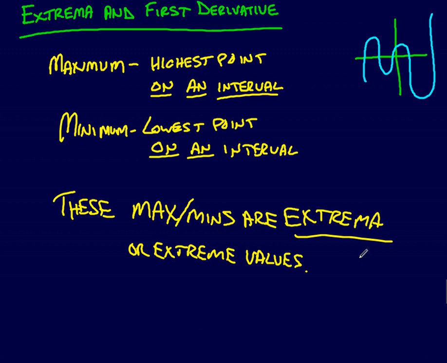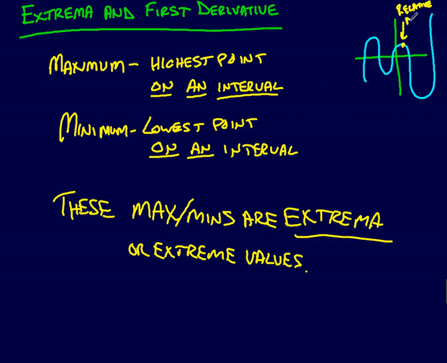Alright, today we looked at extrema, dealing with the first derivative. We all naturally know what a maximum or minimum value will be. What we're looking for is the highest point on an interval. So for example, even though this point right here isn't the highest in the entire function, it is still called a relative minimum.